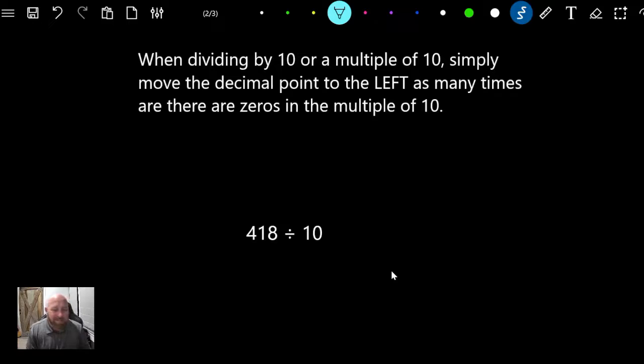All right, the next section here is when we are dividing, not multiplying, now we're dividing by multiples of 10, right? We do the same exact thing, except we're now moving it to the left. When you divide, move to the left. When you multiply, move to the right, okay? How much? As many times as there are zeros in the multiple of 10. Same principle, same way of doing it. We're just moving to the left instead of the right.